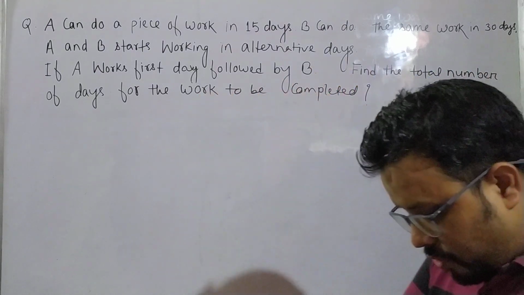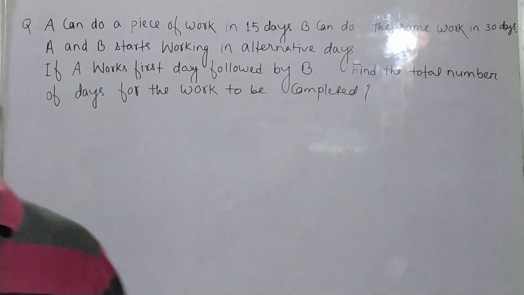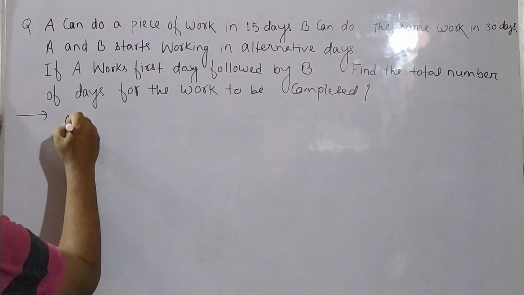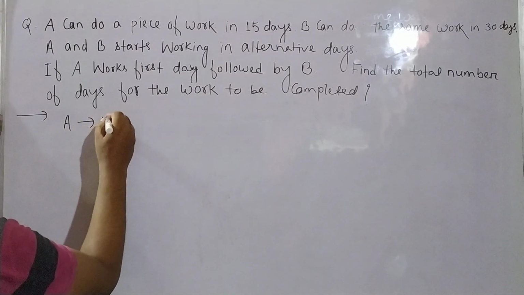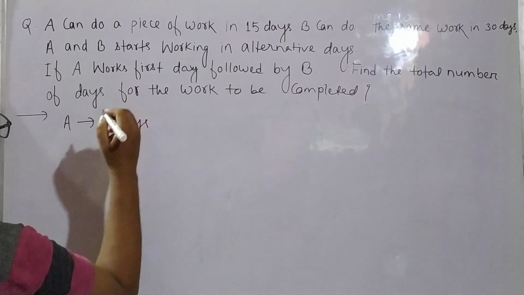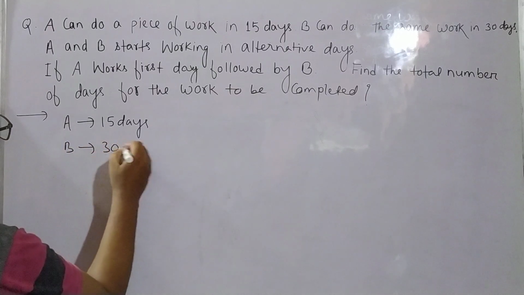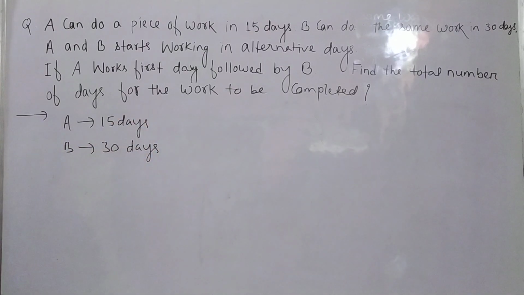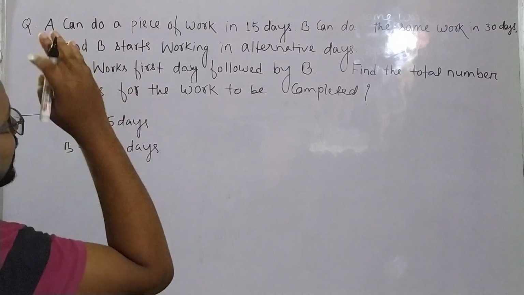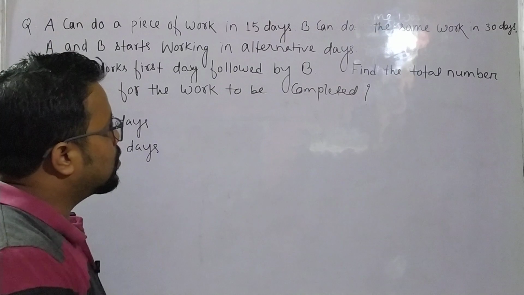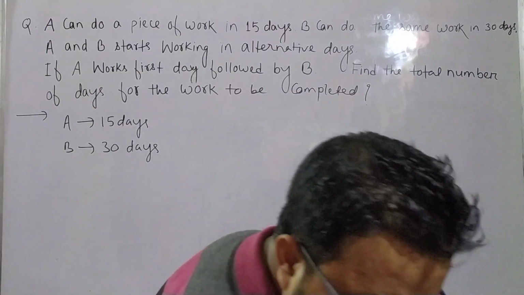So what is the question? What is given actually? A can do a work in 15 days. B can do the same work in 30 days. Again, what is given? A and B start working on alternate days. So what do you mean by alternate days?